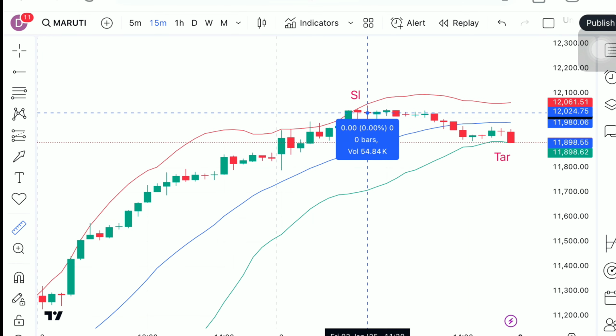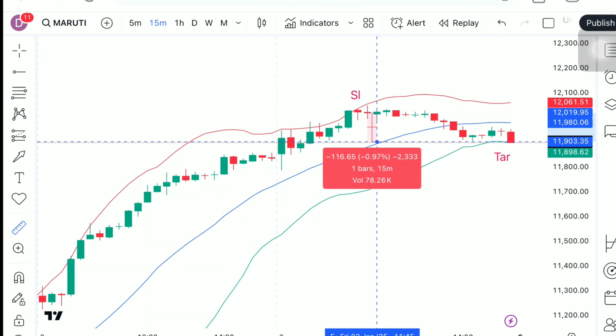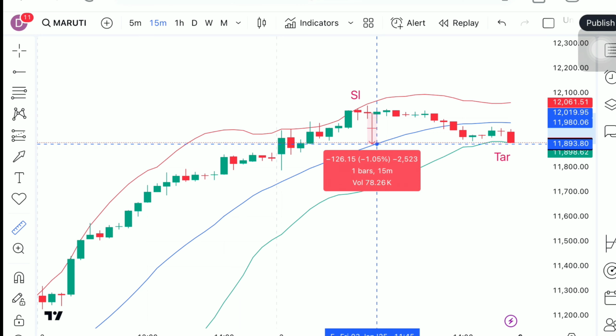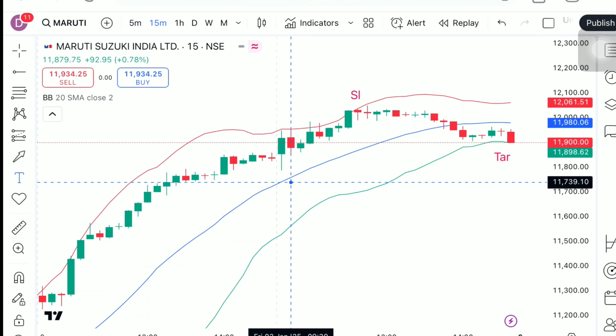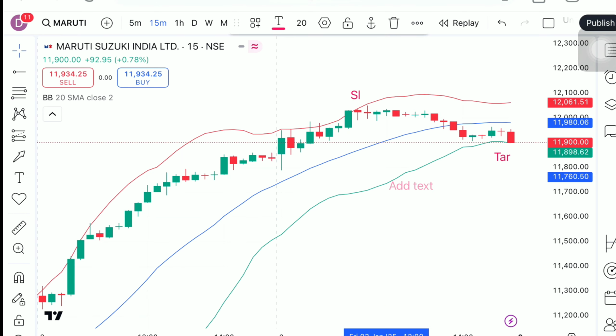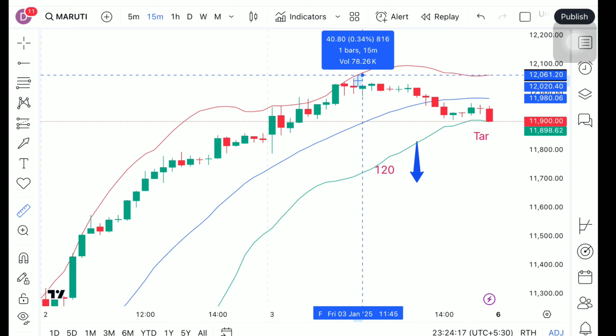Risk reward ratio should be 1:3 or more. Otherwise don't take any entry, either PE or CE side. Here the risk reward ratio is 1:3. Stop loss is 40 points and the target is 120 points, which means a 1:3 ratio.